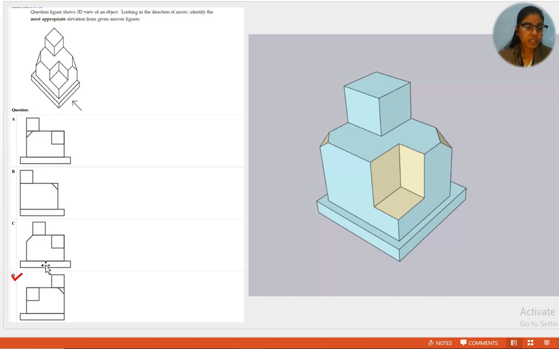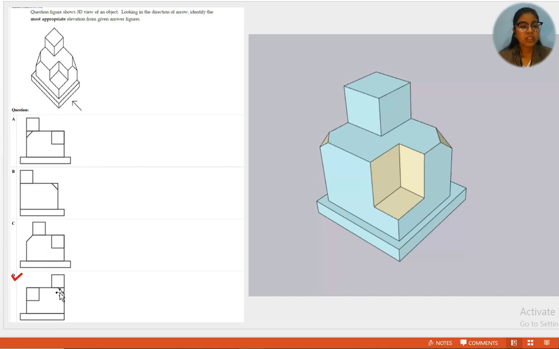Now look over here. In options A, B, C, and D, you can see this upper cube is placed on the left hand side. It is not possible when you look at its elevation from the direction of the arrow as given in your question. So that's why options A and B are rejected. Now we are left with option C. In C, as you can see, this box has been placed somewhat in the middle of this 3D figure. So this is also not possible.